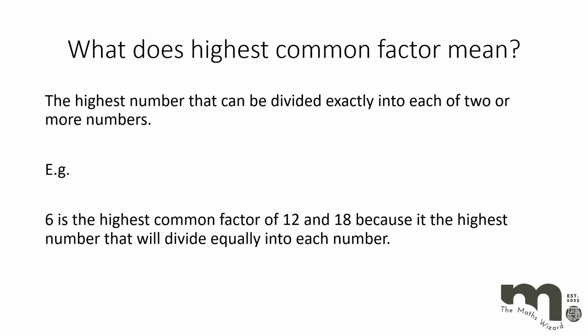Now there are other numbers that go into 12 and 18. So for example, 1, 2 and 3 all go into 12 and 18, but those are not the highest numbers that go into 12 and 18. So when we're looking for the highest common factor, it's got to be the highest number.